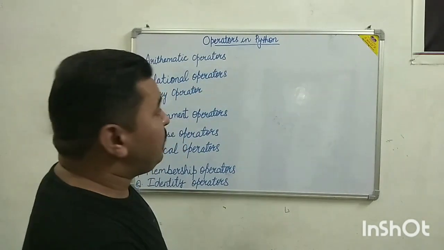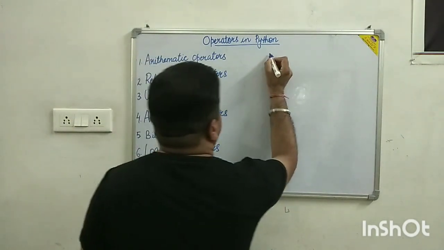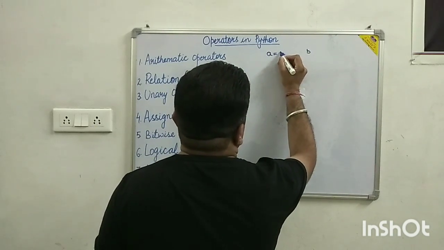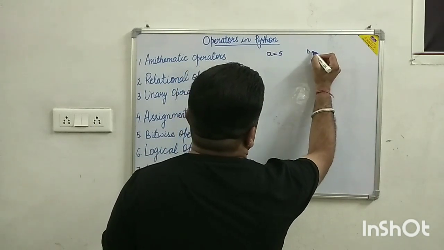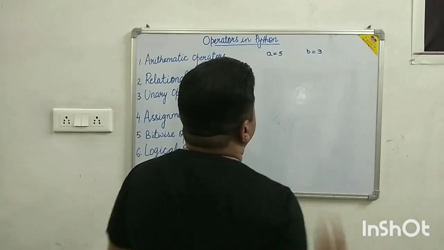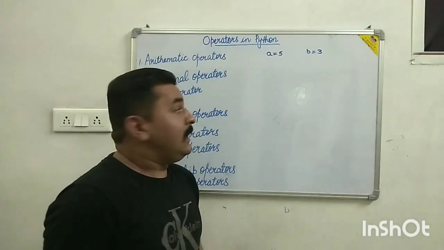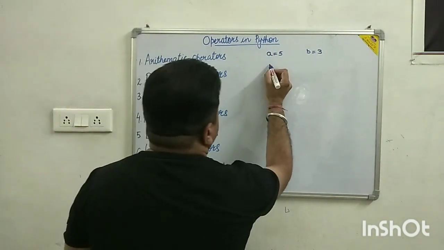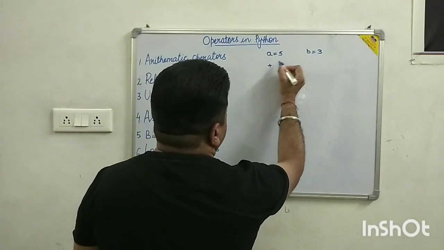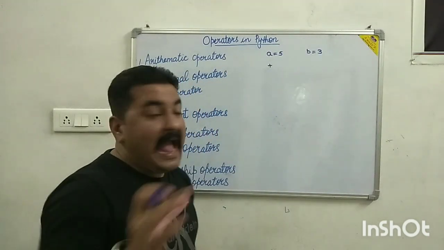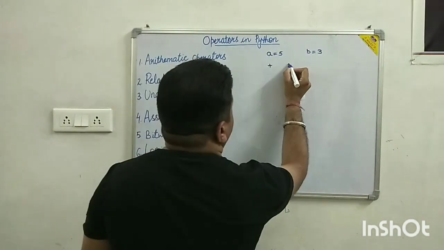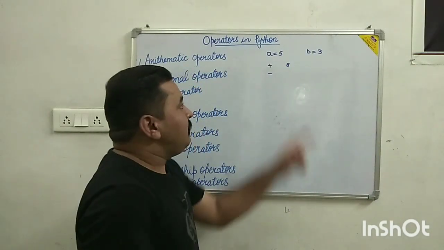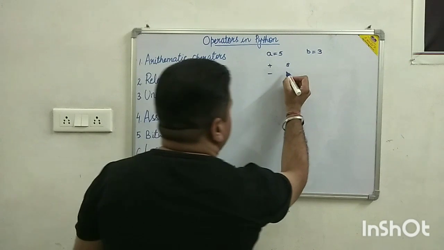If we have two variables, variable A and variable B, and we give the value of variable A as 5 and the value of variable B as 3, then if we use the addition operator, both values will be added and it will give the result 8. If we use the subtraction operator, then 5 minus 3 is equal to 2.